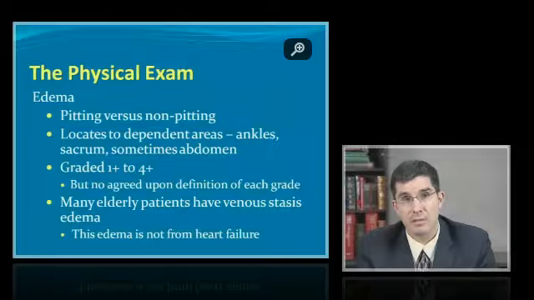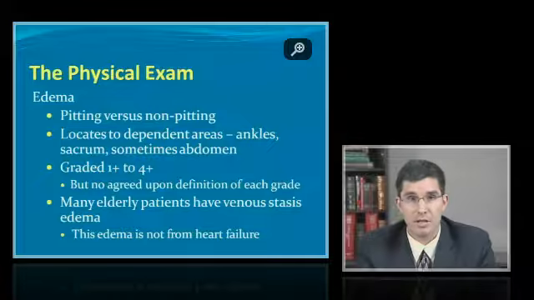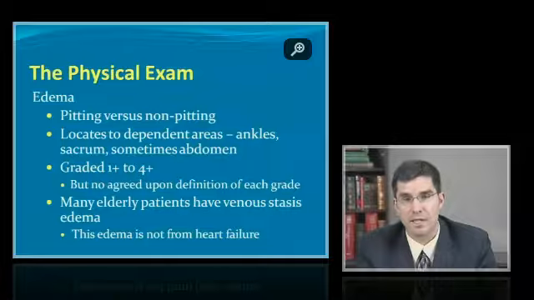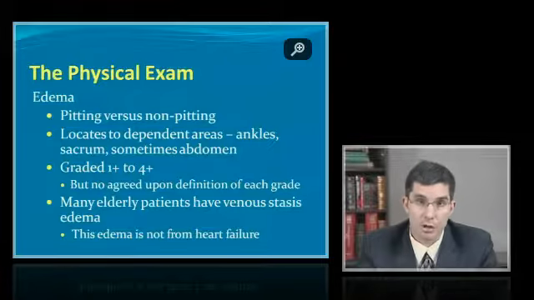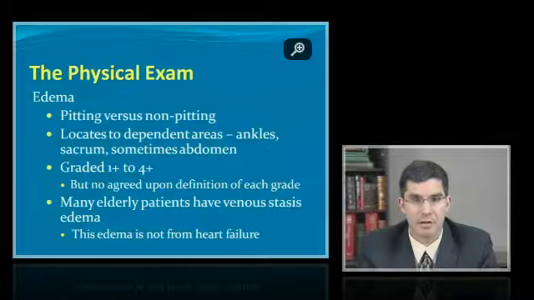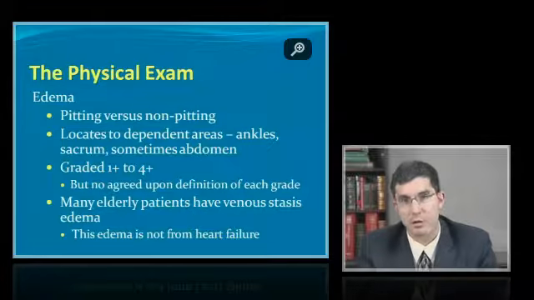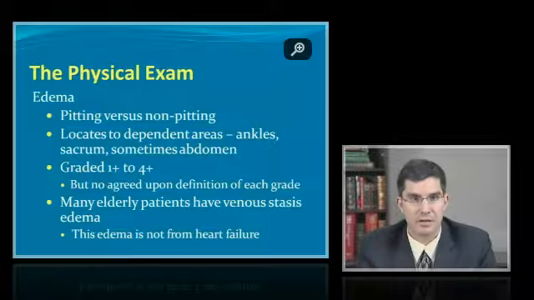Patients who have fluid overload tend to get edema that localizes to dependent areas, usually the ankles, but in patients who are bedbound it can localize to the sacrum, and in some patients it localizes to the abdomen. We grade edema as 1+ to 4+, 4+ being very severe and 1+ being very mild. However, it's important to know that there's no agreed upon definition of each grade, and thus it's hard to compare when one person says 1+ to another person who says 2+, whether that's a true difference or just a difference in the way they estimated it.